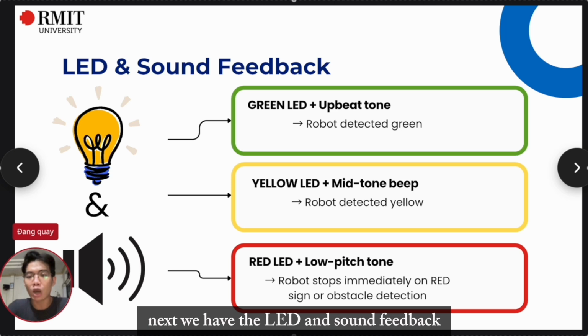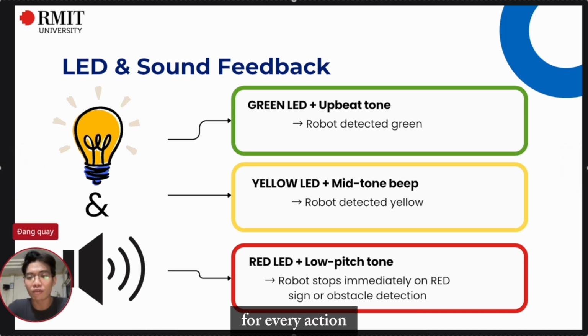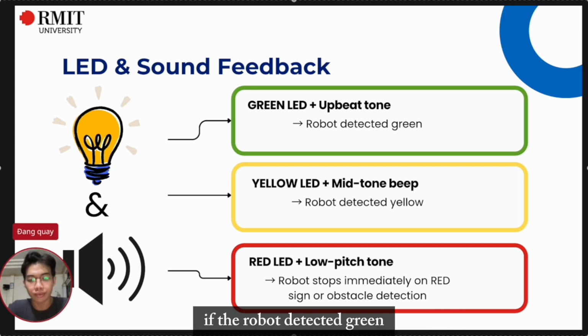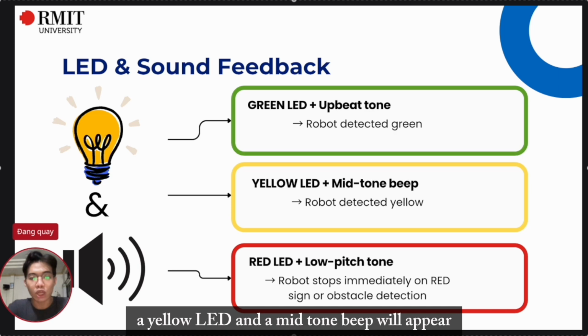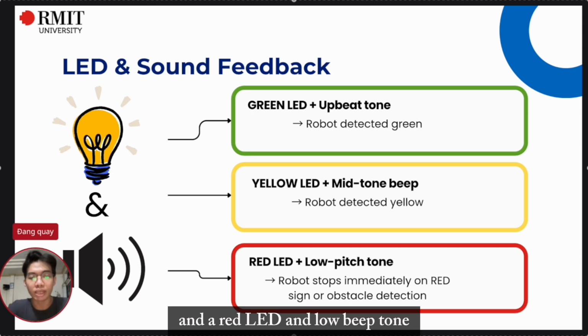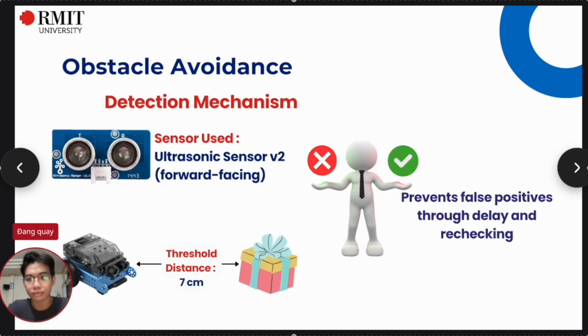Next, we have the LED and sound feedback for air reaction. There will be a green LED and upbeat tone if the robot detected green. A yellow LED and a mid-tone beep will appear if the robot detects yellow, and a red LED and low beat tone if the robot stops immediately on red side or there is obstacle detection.